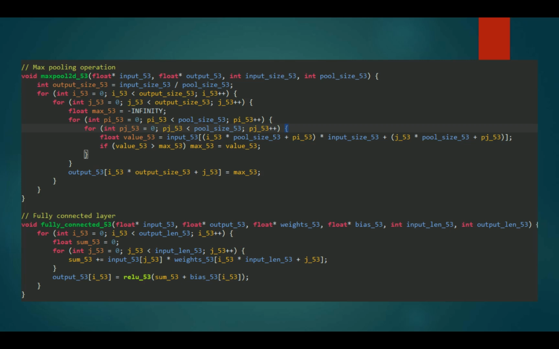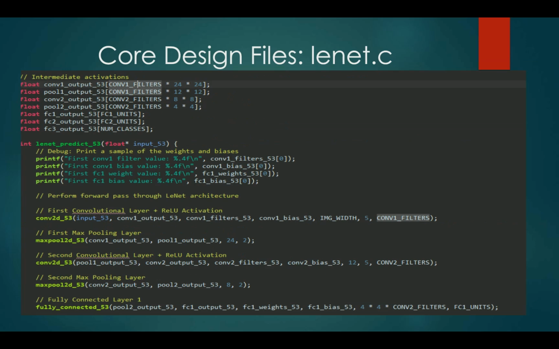And finally, we have the fully connected FC layer, which acts as a bridge between the extracted features and the final classification. Here, each input is multiplied by a weight, summed, and added to a bias to produce an output. This process transforms the feature map into a vector of class scores, which are then passed to the softmax function. So this is our layers.c file.